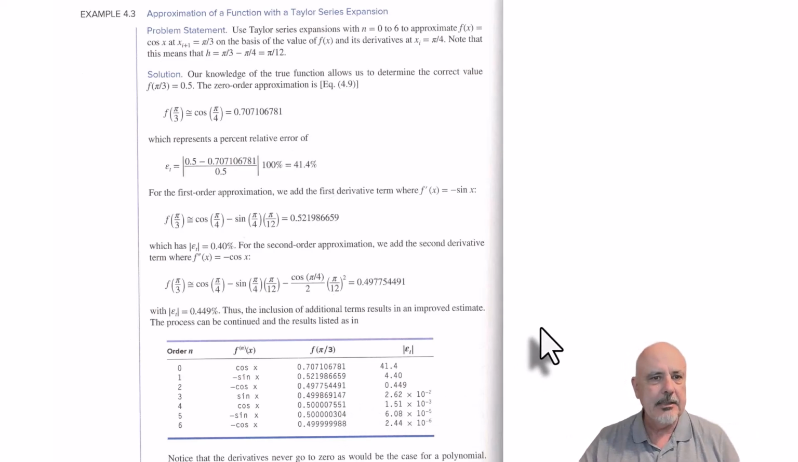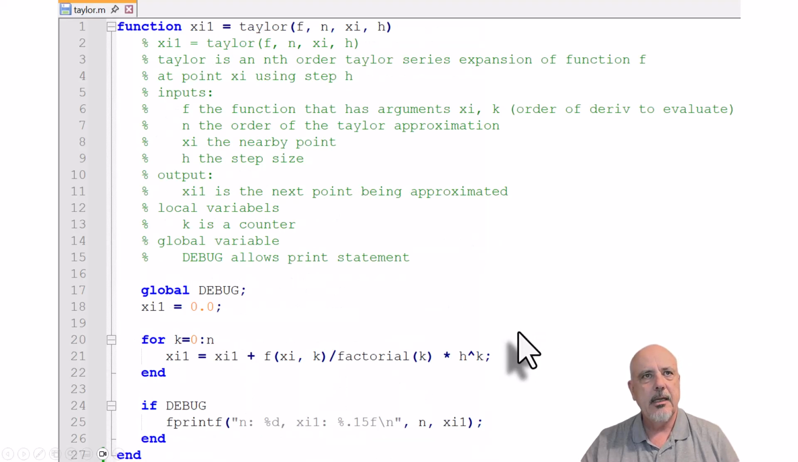Okay, so let's take a look at how we can program this up, doing it in somewhat of a generic way. So what I do is I've created this Taylor function. So this is in my day 5 subfolder.